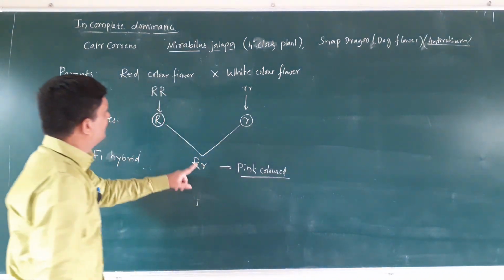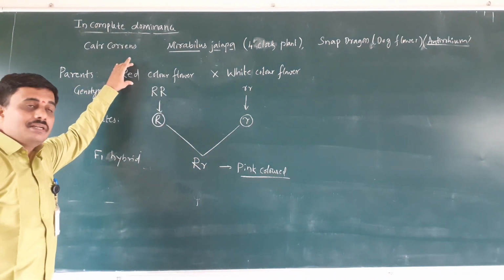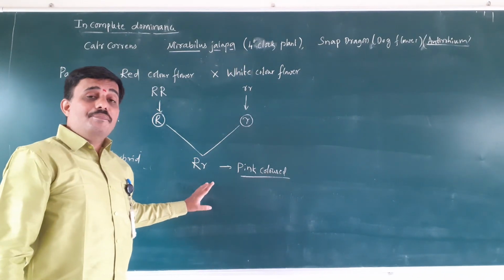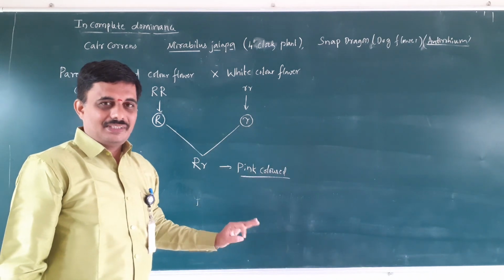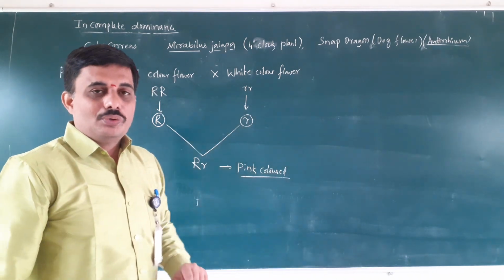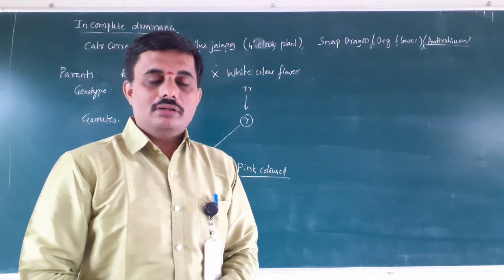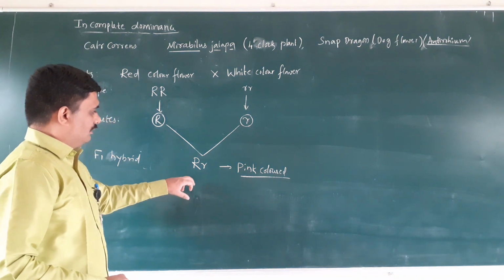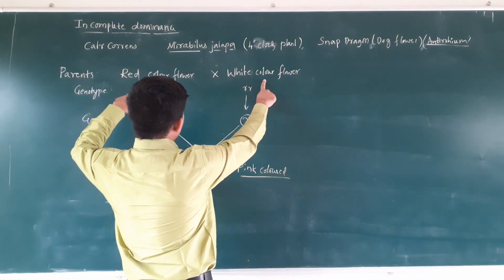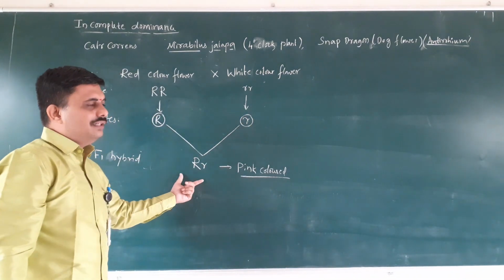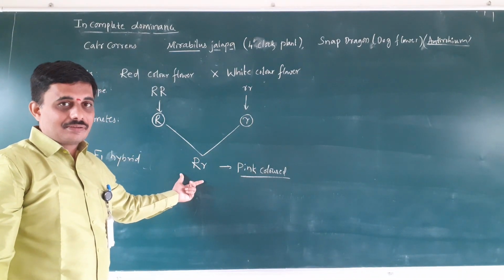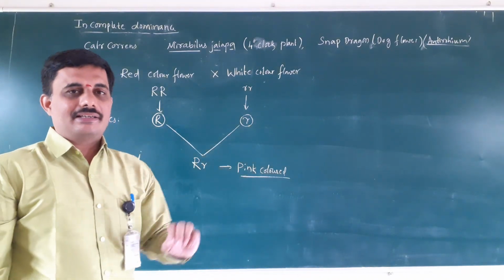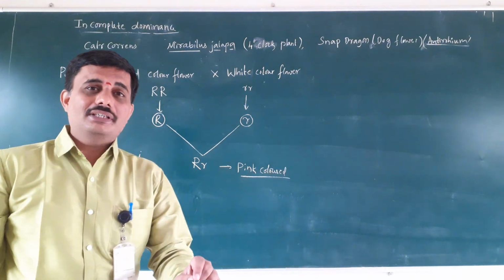He found that when the red color flower plant is crossed with the white color flower plant, none of the character is showed by the plant in the F1 hybrid. So Mendel said that the law of dominance: whenever the factors of two contrasting characters are brought into the hybridization, the one which is expressed is called the dominant character, and the one which is not expressed is called the recessive character.